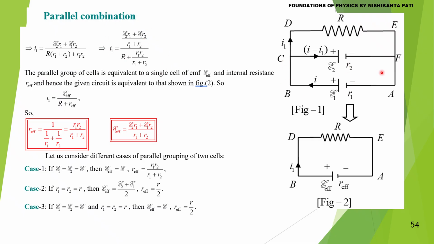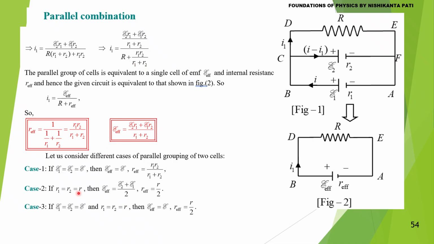The parallel group of cells is equivalent to a single cell. Applying KVL to this circuit, I1 is E effective by R plus R effective. If you compare this equation with this equation, then E effective is this much and R effective is this much.